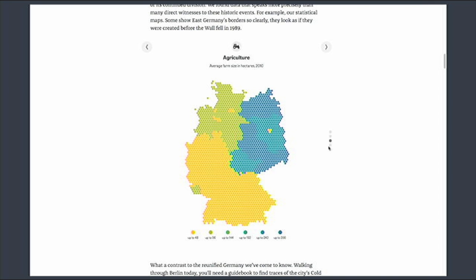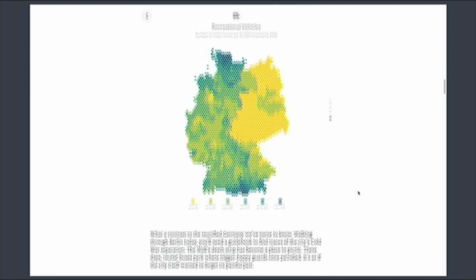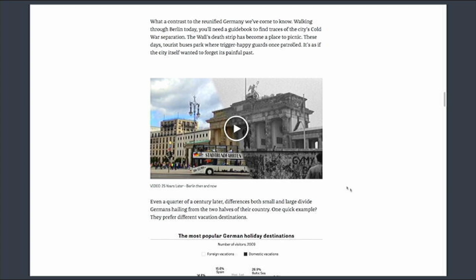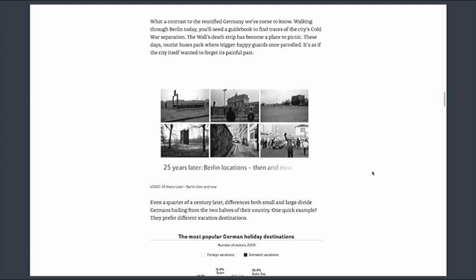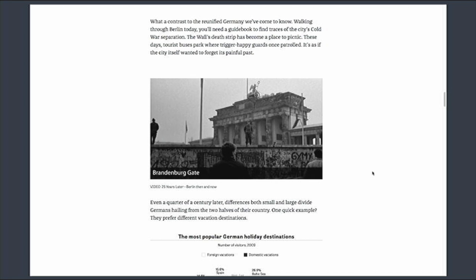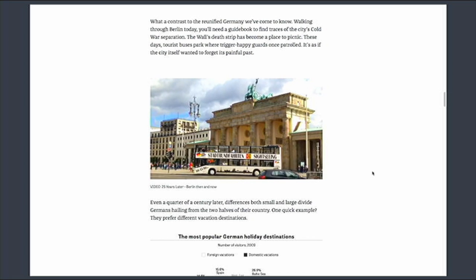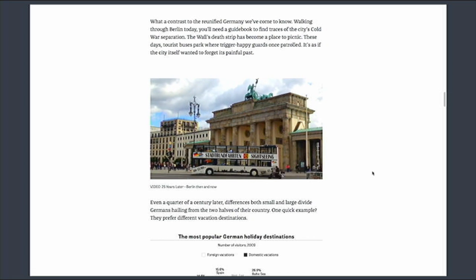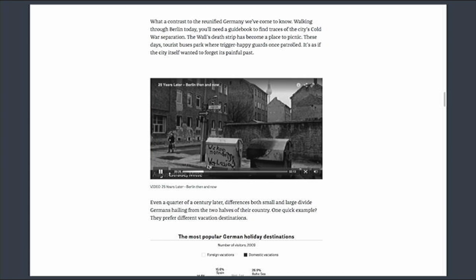Farms are bigger in the East. West Germans have more guns and RVs. So, we mixed those statistics with photos and videos. For example, this photo-video combination of places then and now. I didn't capture the sound, but just imagine some nice music. And yeah, also other types of infographics.